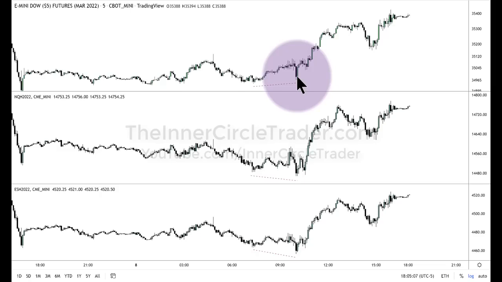But the idea is I'm looking for runs above old highs to set up a short position if I have the opposite of this condition here, where maybe the Dow didn't make a higher high, where the S&P and NASDAQ did make a higher high. By itself, it doesn't mean anything.